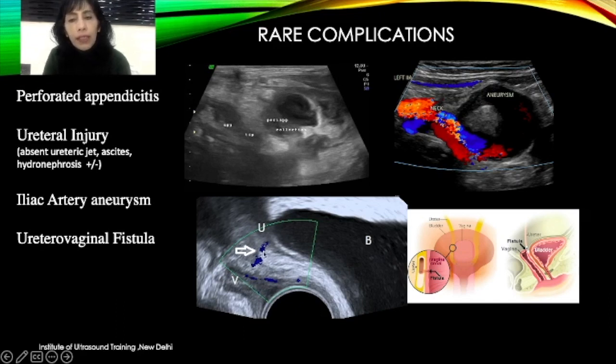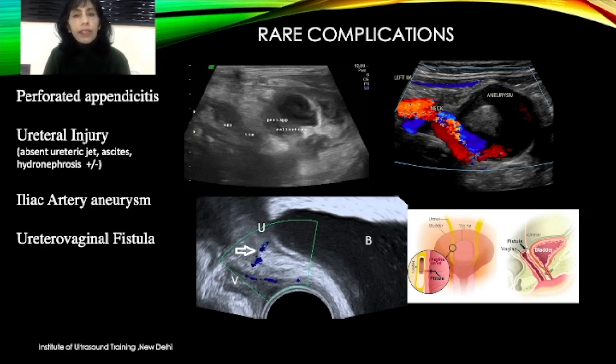You can see a blue colored flow coming from the ureter here towards the vagina, and if you keep the velocity range a little lower, you will be able to capture it, but it is not 100%. For that you may need further contrast studies for diagnosing the fistula. It is not necessarily that you would be able to diagnose it by ultrasound.